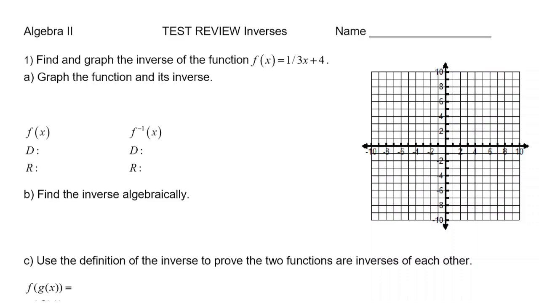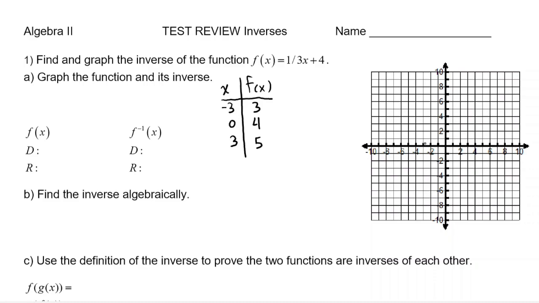So part A, it says graph the function and its inverse. Okay, so I want to start out just using a table. So let's make a table, x, and then we have f of x. Since we have 1/3 as our slope and we have a 3 in the denominator, I'm going to use -3, 0, and 3 as my points. So what happens if you plug in -3? Well, we would get -1 plus 4 is 3. If I plug in 0, I get 4. And if I plug in 3, I get 3 times a third is 1, plus 4 is 5.